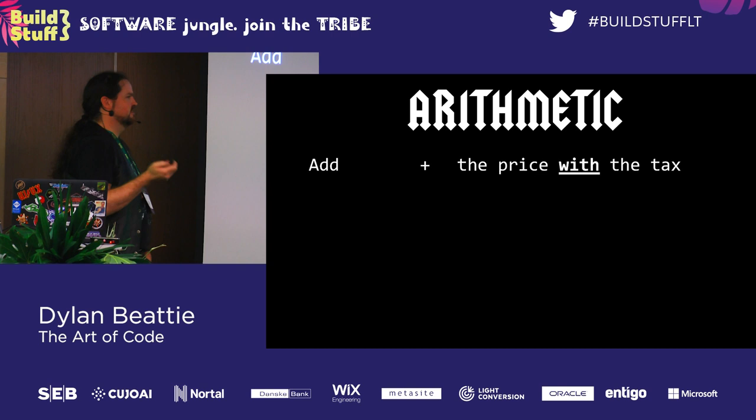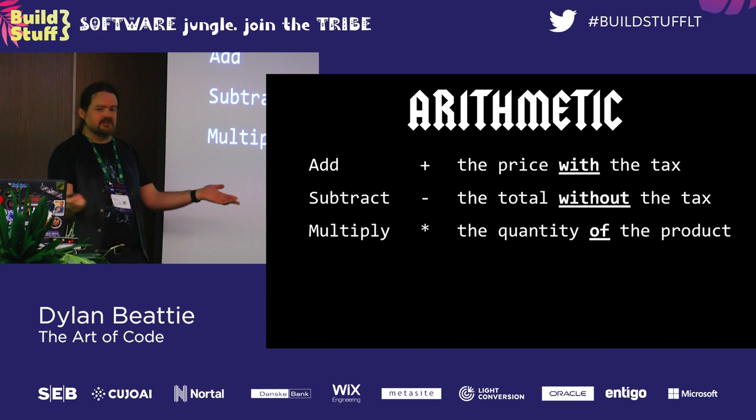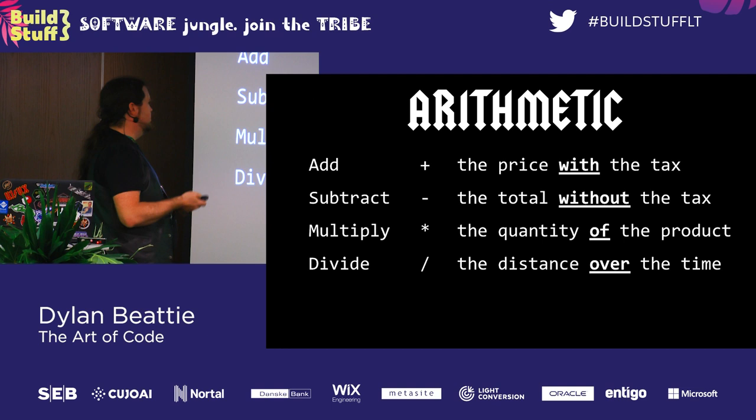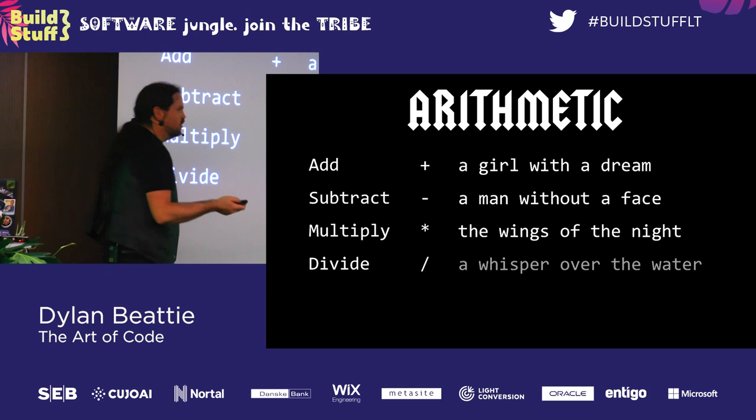We needed arithmetic. Now in English, we talk about, oh, how much is it? It's the price with the tax. It's the total without the tax. The quantity of the product, the distance over the time. Use the same thing in Rockstar, but we can be more creative. We can say a girl with a dream, a man without a face, the wings of the night, a whisper over the water. We need comparison.